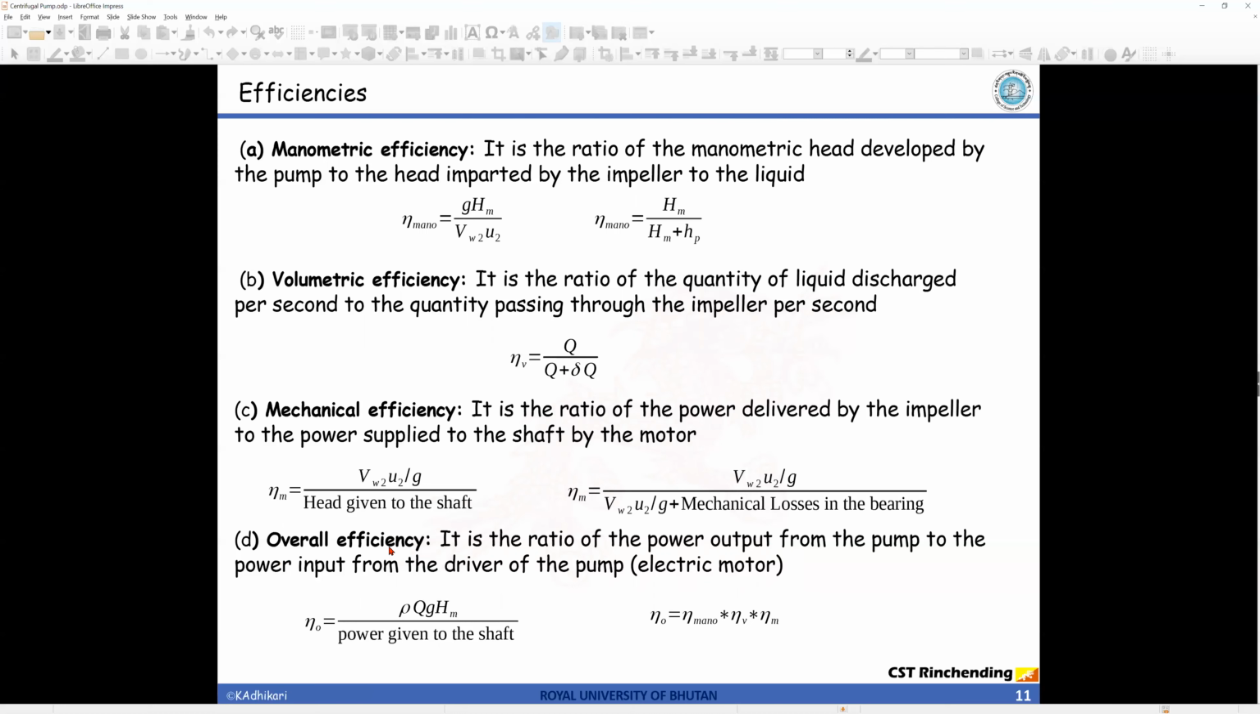And we know that overall efficiency is the multiplication of mechanical efficiency, volumetric efficiency, and manometric efficiency. In other terms, it's the output power from the pump to the total input power from whatever is driving the pump. This is the power that is output from the pump, or the total energy given out by the pump, and the total energy given to the pump. So that gives the overall efficiency of the pump and motor combination, the overall efficiency of that entire system.